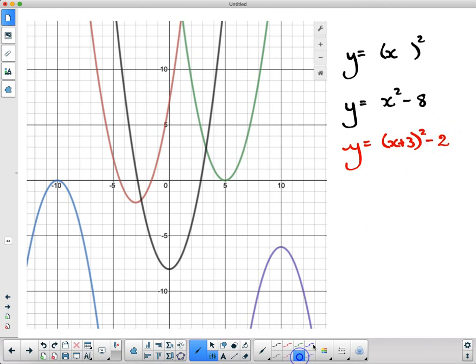Now let's do the green one. The green one has no up or down shift, which means that it's going to have nothing after the brackets. So put brackets down, we're going to have an x in here, don't forget the squared on the brackets, and it's moved forward 5 spaces, which means we have to have a minus 5 in here.